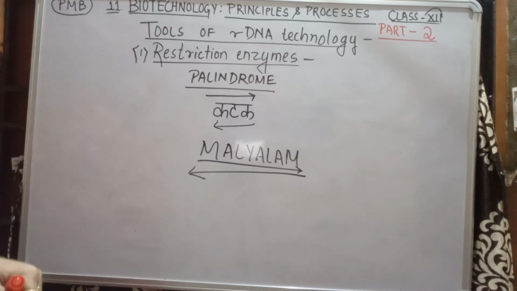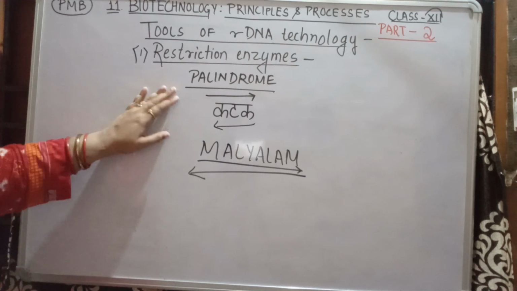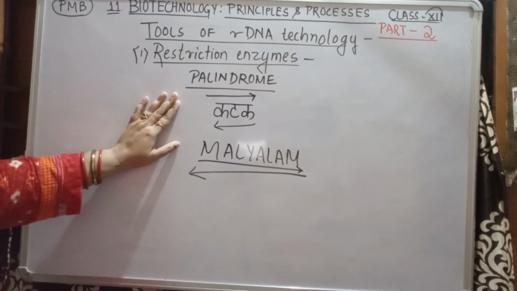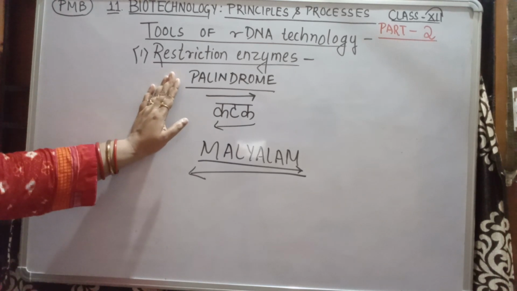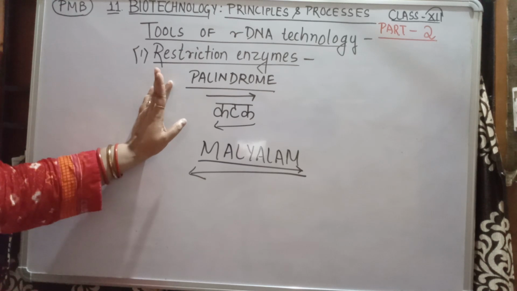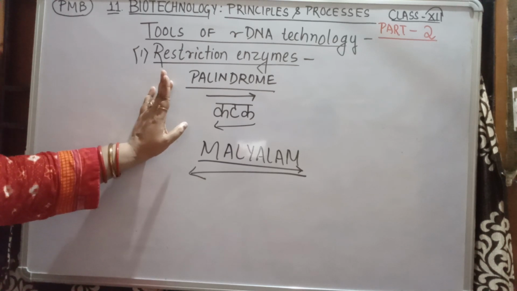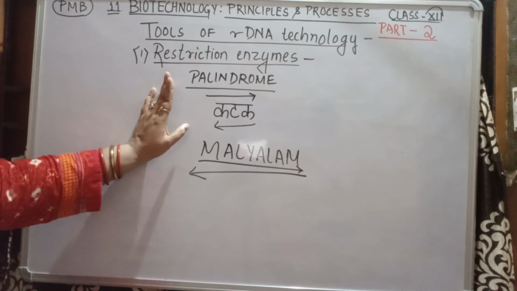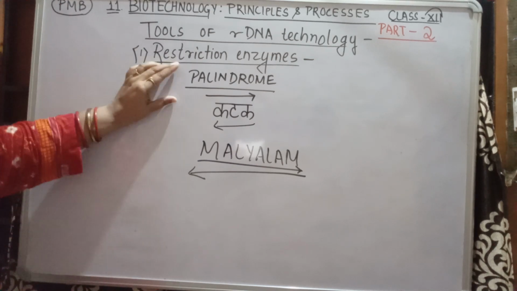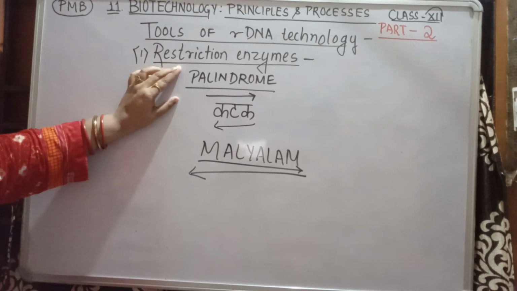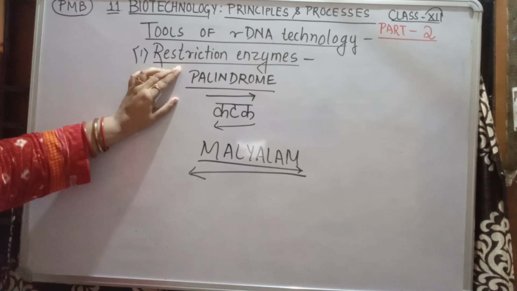Why are we talking about the palindromic sequence here? Because these restriction enzymes are of two natures. So for that reason, we are going to talk about the palindromic sequences of DNA.